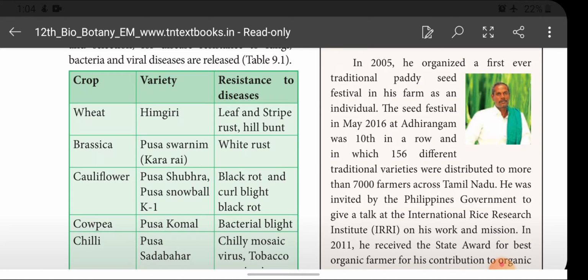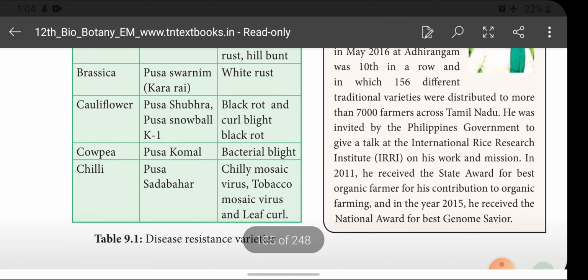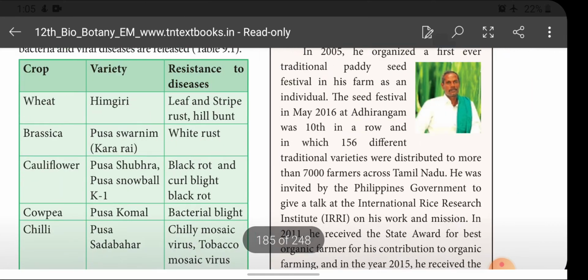Cauliflower, the varieties Pusa Shubhra and Pusa Snowball K1, are resistant to black rot and curl blight black rot. Then cowpea Pusa Komal is resistant to bacterial blight. Chilli Pusa Sadabahar is resistant to chilli mosaic virus, tobacco mosaic virus and leaf curl virus.